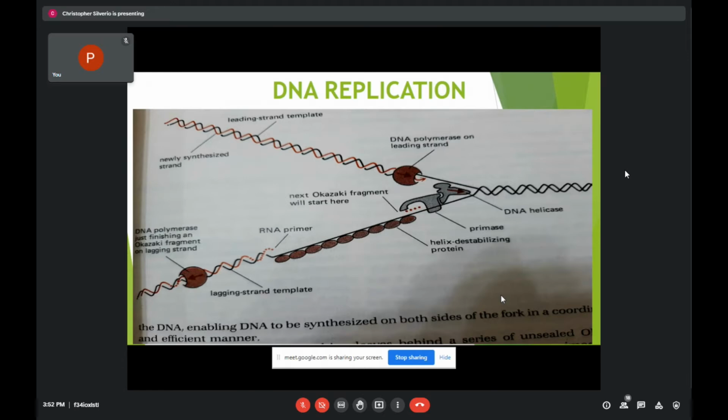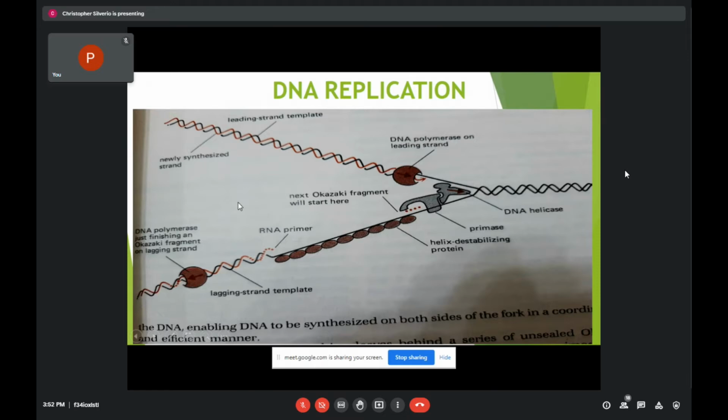So, you look at this one. You look at the leading strand. This one is the leading strand. And this is the double-stranded DNA. In order that the DNA will be replicated, the first thing that will happen is that the DNA should be relaxed. It has to be relaxed.